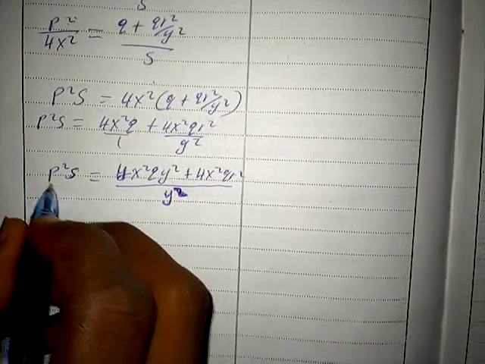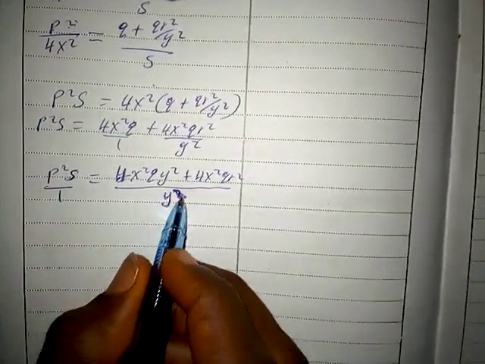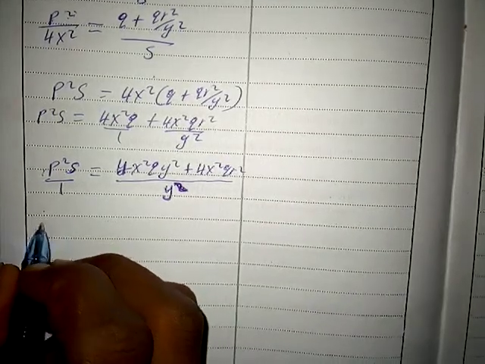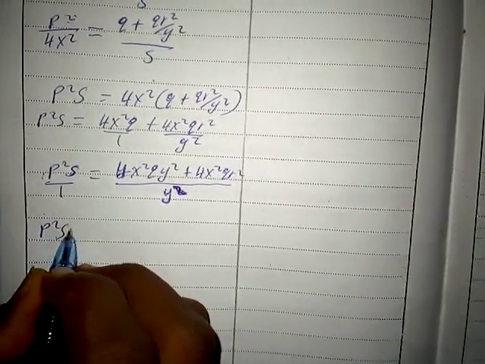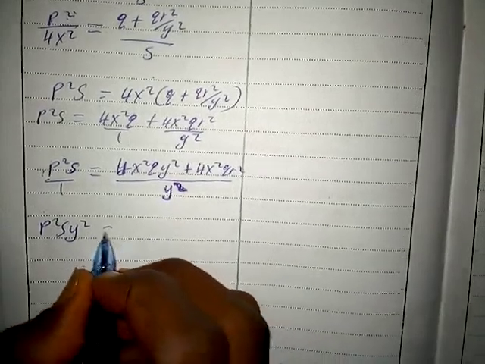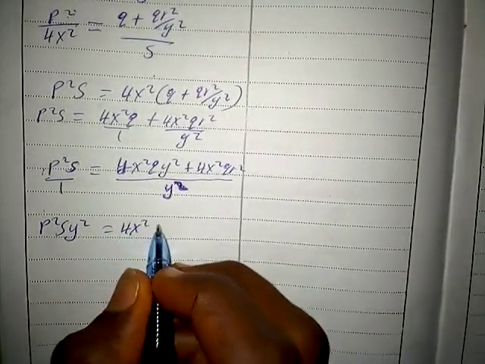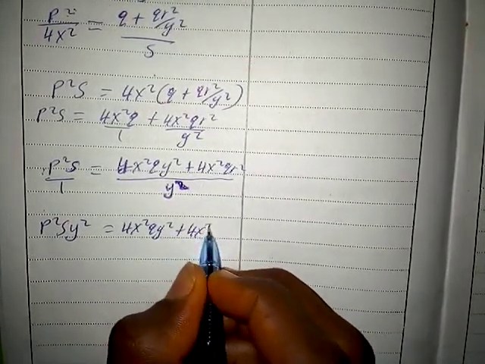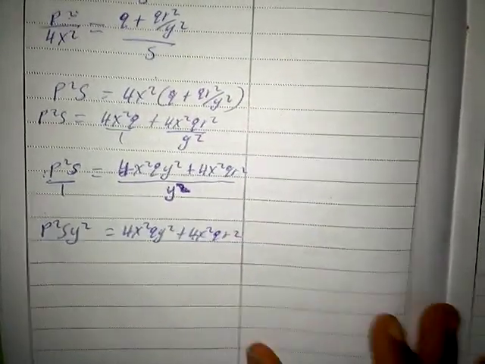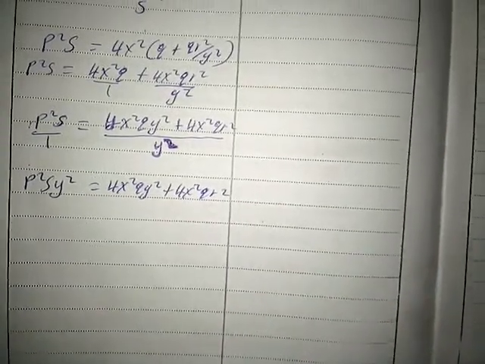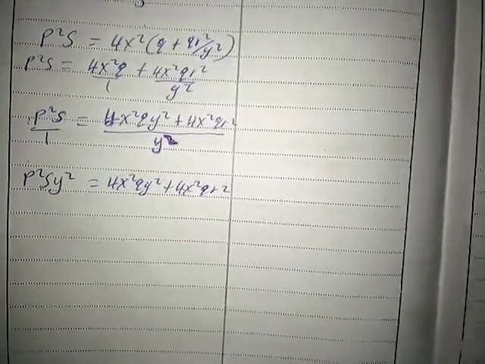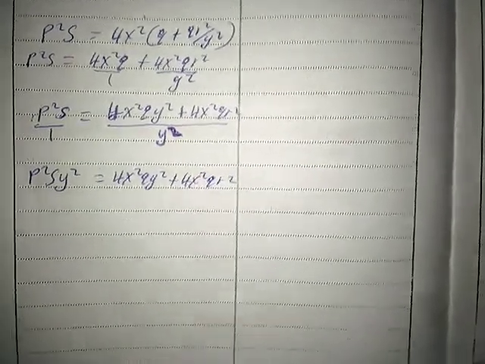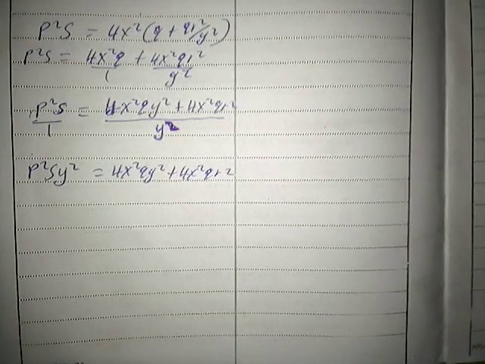Now we get the denominator of 1, cross multiplied: y square multiplied by p square s. So we say p square s y square equals 4x square q y square plus 4x square q r square. What's next? Here the question says we should make y the subject. So what are we going to do? We transpose y. All y should be in one part of the equation.